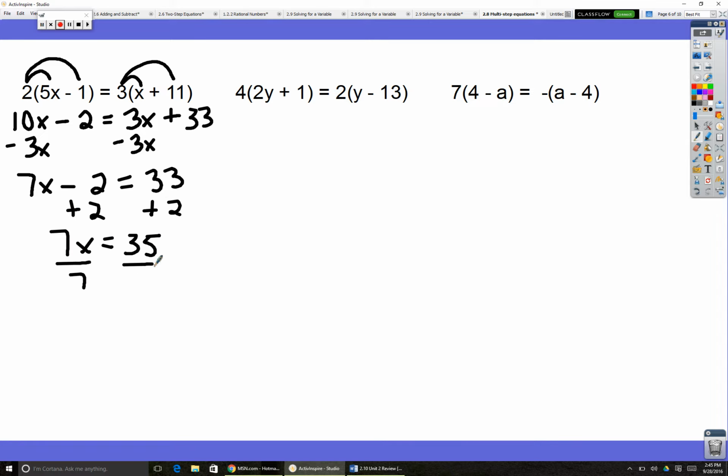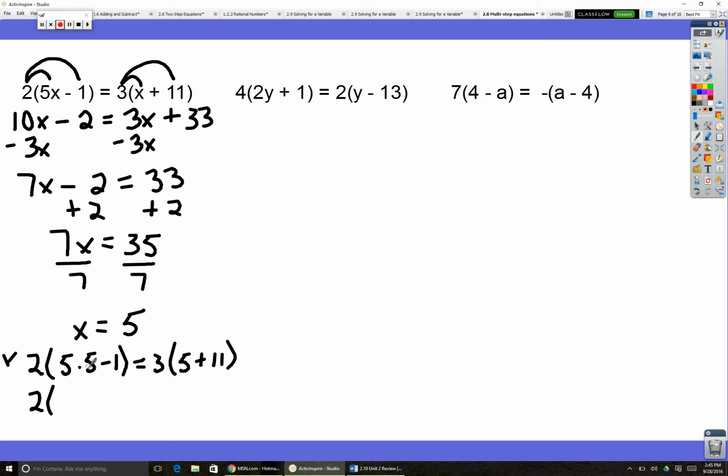Dividing both sides by 7 gives me x equals 5. And again, I can check my work. 2 times the quantity 5 times 5 minus 1 should be equal to 3 times the quantity 5 plus 11. 5 times 5 is 25. 25 minus 1 is 24, so I have 2 times 24 should be equal to 3 times 16. 2 times 24 is 48. 3 times 16 is also 48, so my answer is correct.